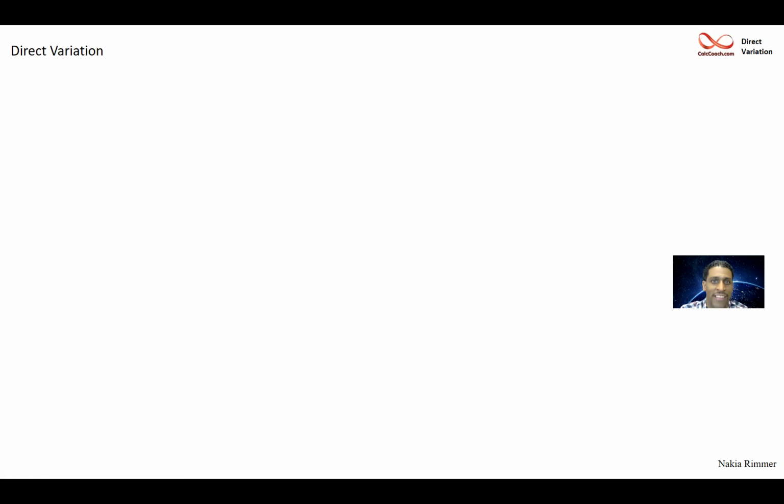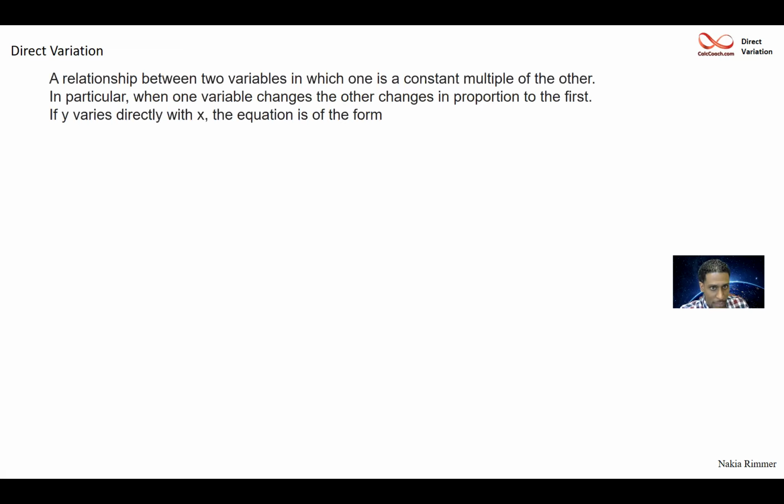What does it mean? A relationship between two variables in which one is a constant multiple of the other. When one variable changes, the other changes in proportion to the first. What we say is y varies directly with x. And the equation that will work for this is y is equal to k times x. What's the k? The k is a constant.